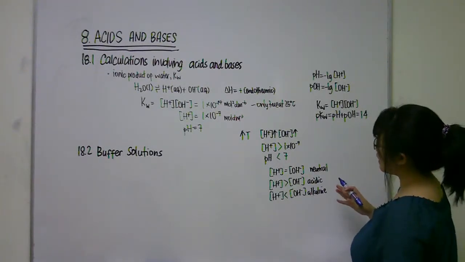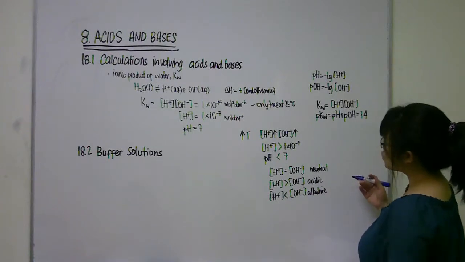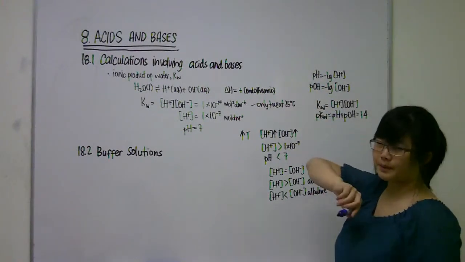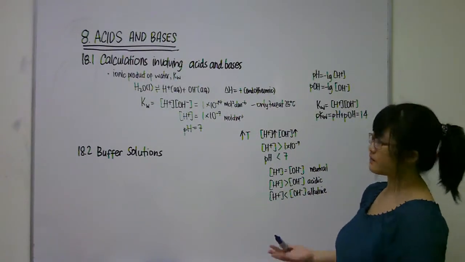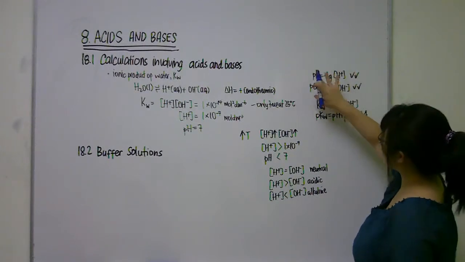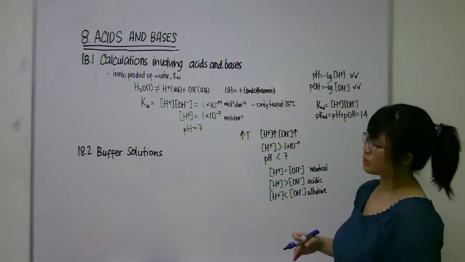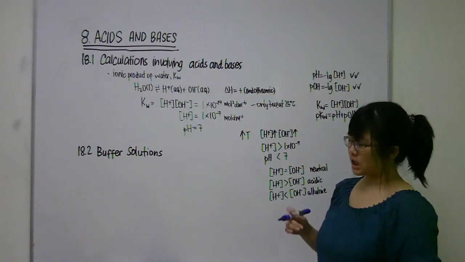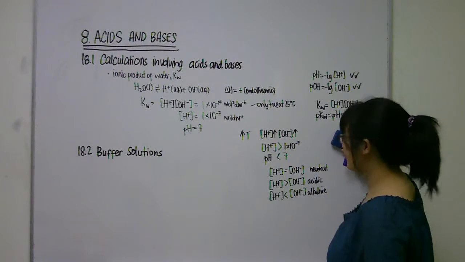So that's about the ionic product of water. Your students also need to be able to solve simple questions like finding the pH when you know the H plus concentration and stuff like that. Just need to apply these equations. But there is one thing that you need to take note of.